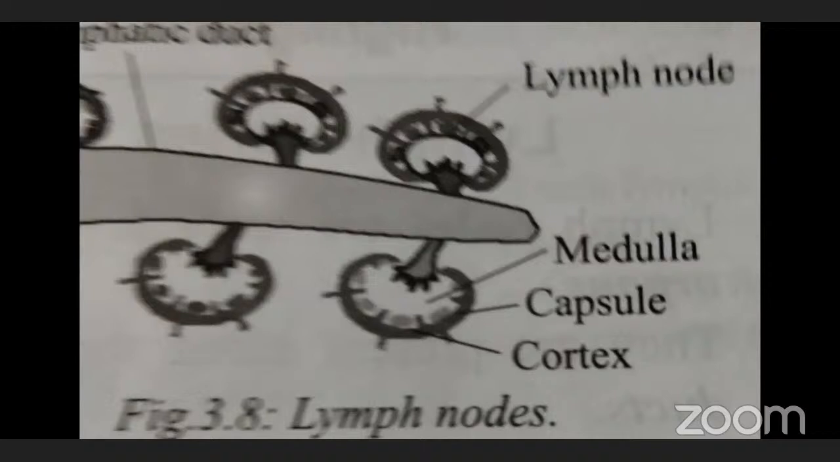Several afferent lymphatic ducts carry lymph into the gland, and a single efferent lymphatic duct leaves the node. The lymph nodes act as a filter and filter the lymph. It is an important question. The function of the lymph nodes is mostly to act as filters, and they filter the lymph.